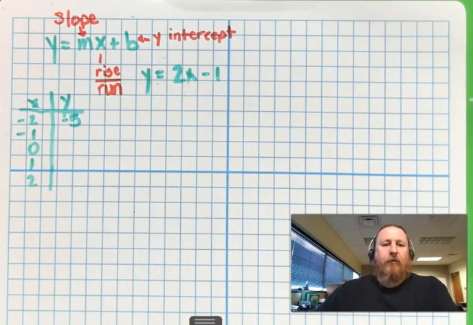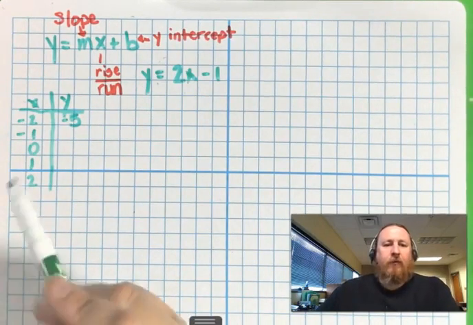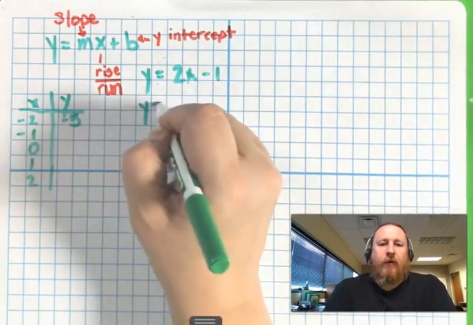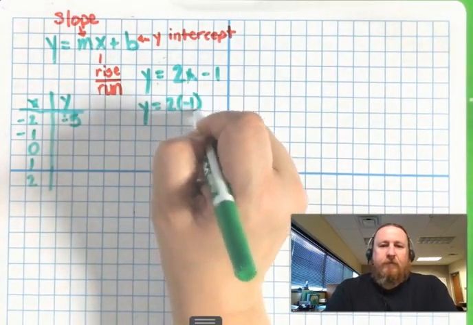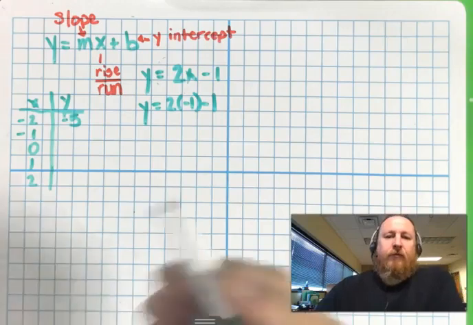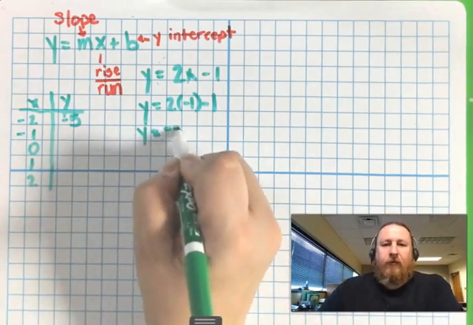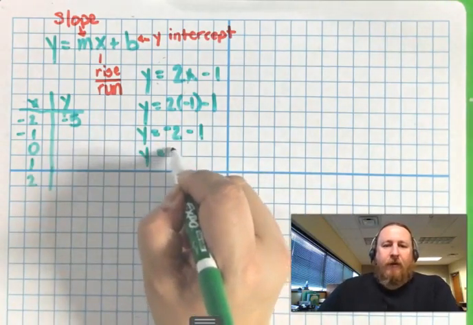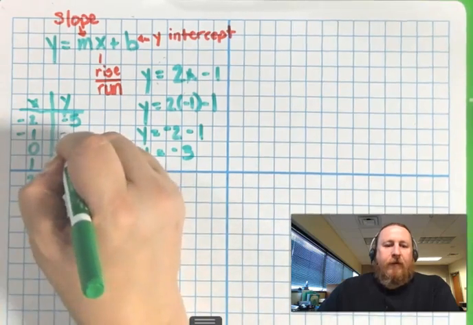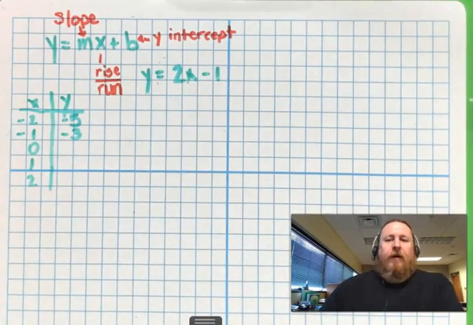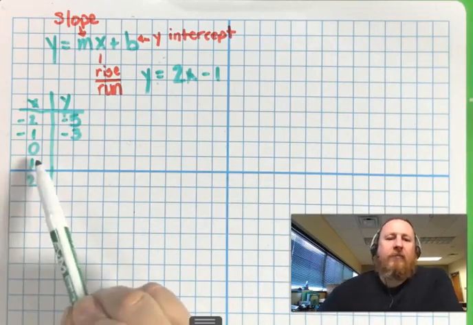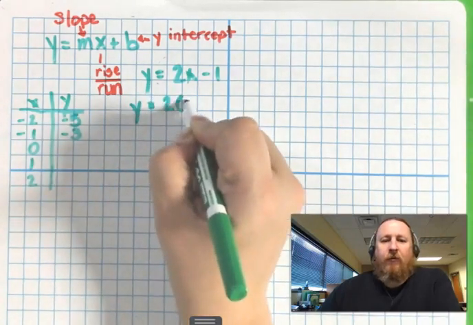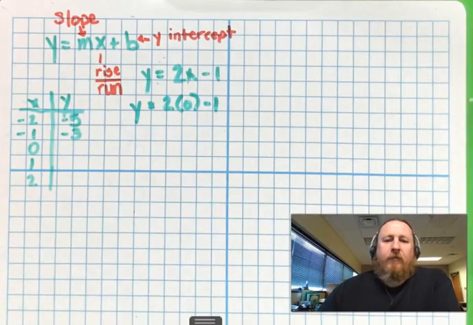For our next variable of x, it is going to be x equals -1. So we will plug -1 into the equation y equals 2x minus 1. 2 times -1 is -2, so y equals -2 minus 1. Combining like terms, we get y equals -3. And we assign that value on our table. Our next assigned value of x is going to be 0. So we plug 0 into y equals 2 times 0 minus 1. 2 times 0 is 0.